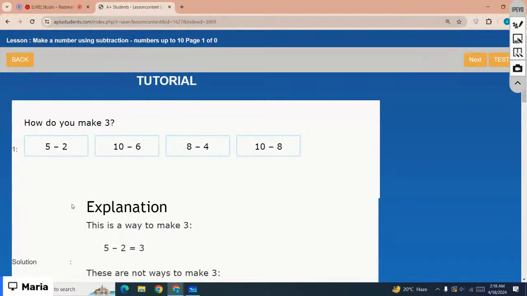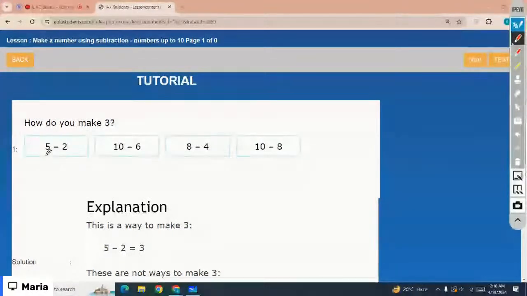Okay, so you are given 4 of the options. You need to select the one that makes 3, right? So start with the first one, 5 take away 2. So 2, 3, 4, 5. So 5 take away 2 makes 3, right? Then 10 take away 6. 6, 7, 8, 9, 10. 10 take away 6 is 4, right? Then 8 take away 4. 5, 6, 7, 8. You have again 4. And yes, the correct option is 5 take away 2. Option number 1 is the correct option.